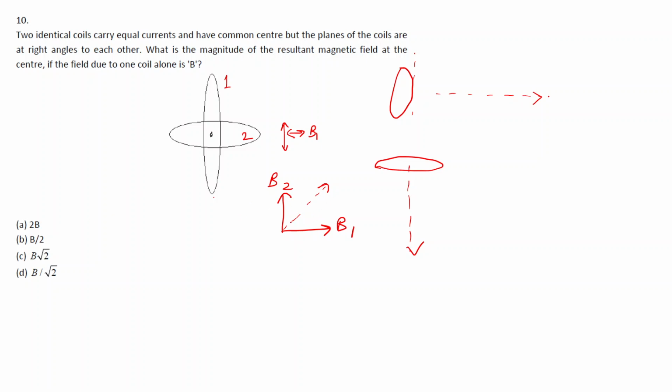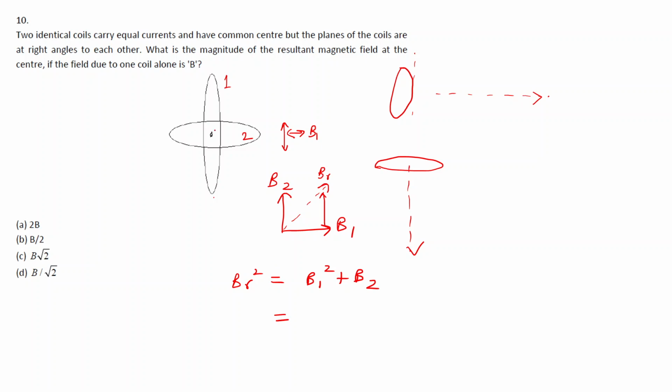So since it's vector addition, we know from vector addition that we can move this here, right? We know B1, we know B2. We need to find out this resultant value B. Let's call it BR. So BR will be B1 squared plus B2 squared.